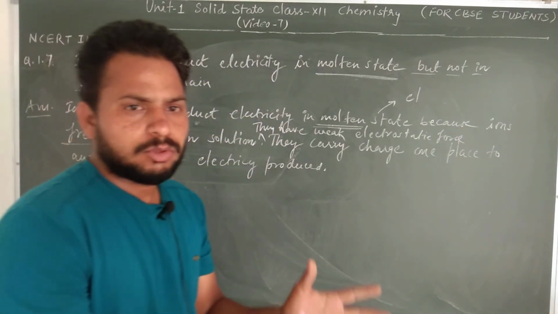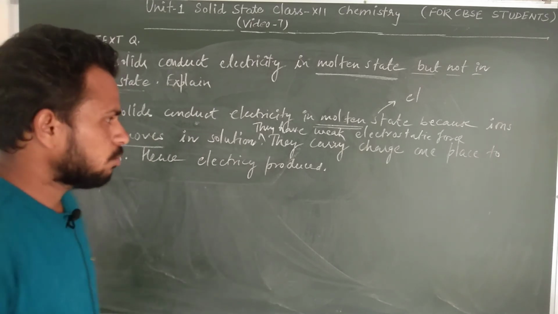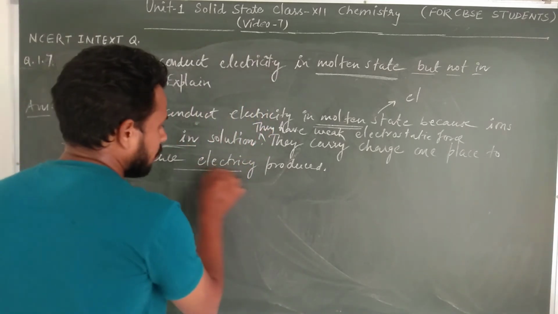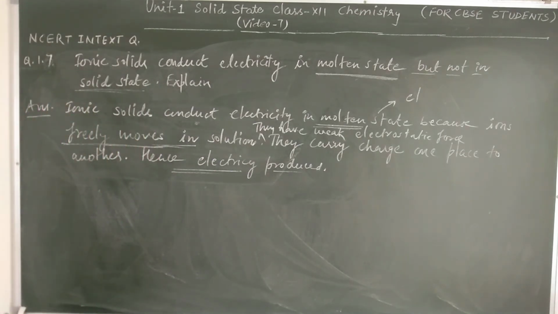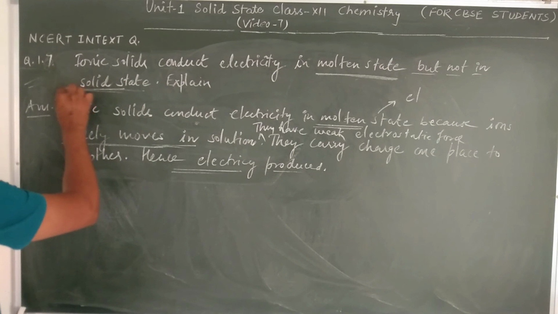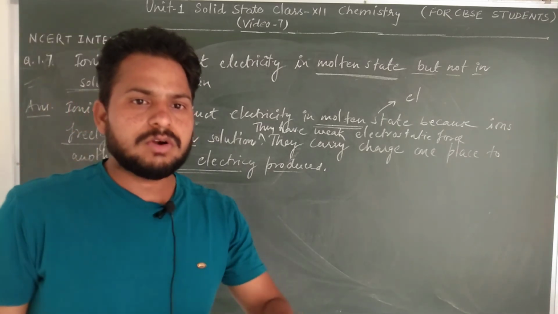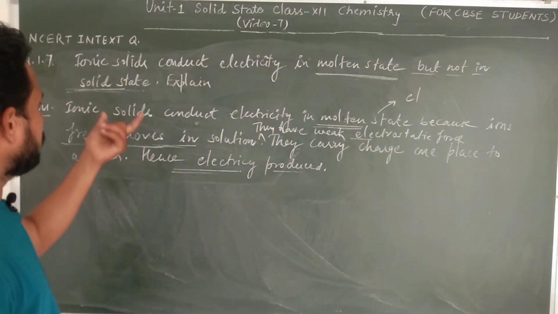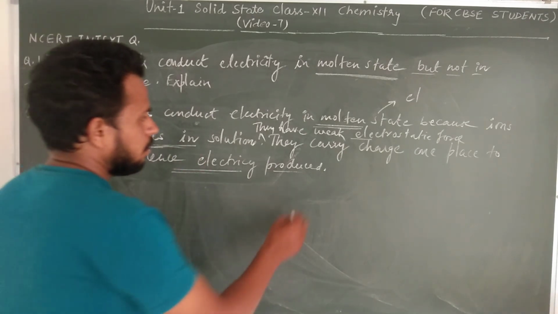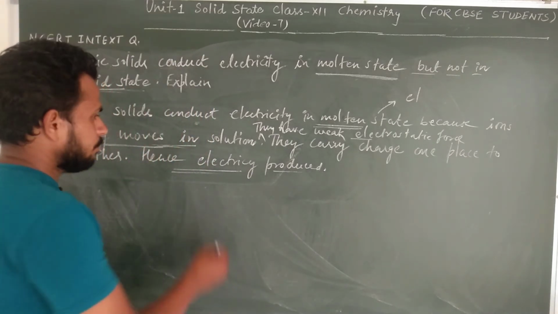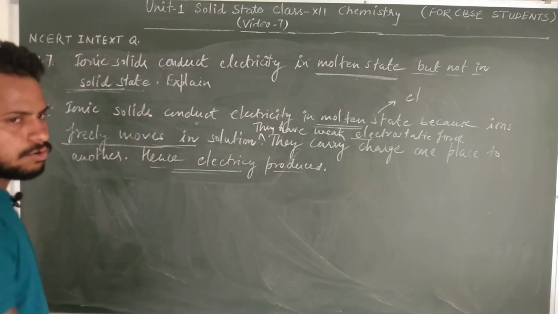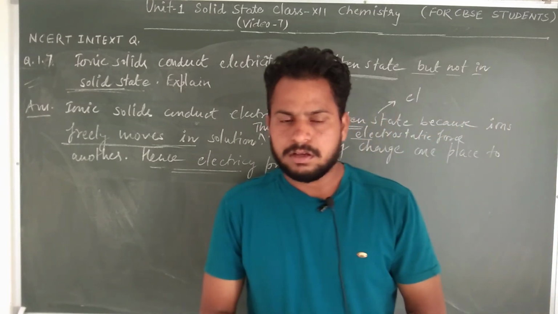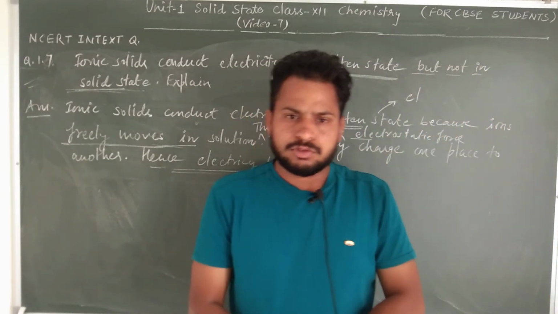Simply, when ions can move, it means the electrostatic force between them has become weak, and because of that they can move. If charges can move from one place to another, it means electricity can be conducted well. So the answer is this. But in solid state, ions do not move freely, and the force of attraction between ions in solid state is very high. That's why they do not carry charges from one place to another, and hence electricity is not produced in solid state. So the answer is this.